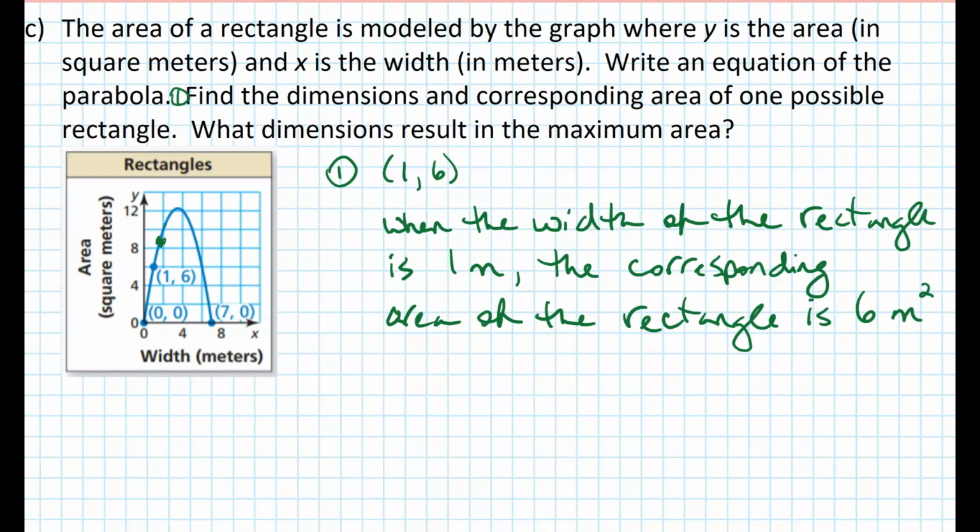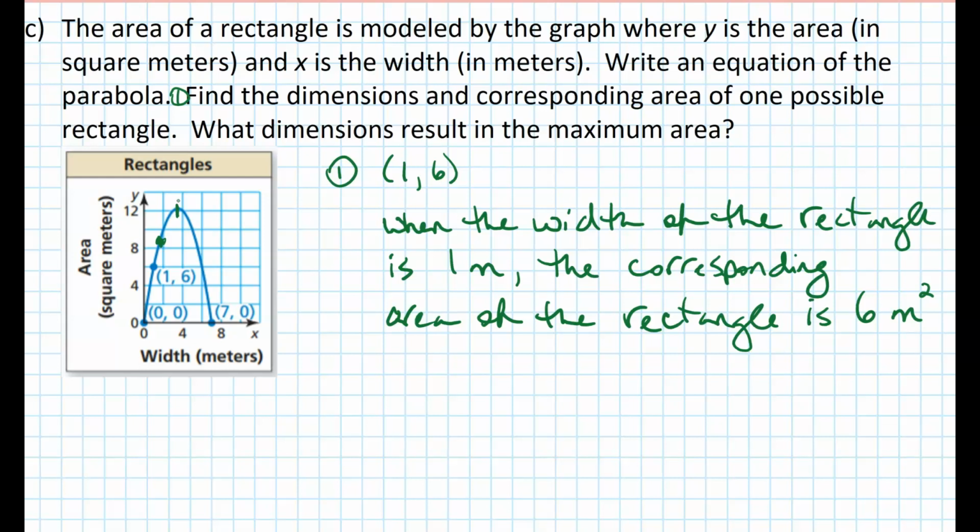The top, or what do we call that? The vertex. That continues to happen until we reach the vertex. And then what happens once we pass the vertex? It starts decreasing, okay? What's decreasing? The area is decreasing, but what's still going up? The width. Yeah, the width of that rectangle is still increasing, but the area starts to go down.